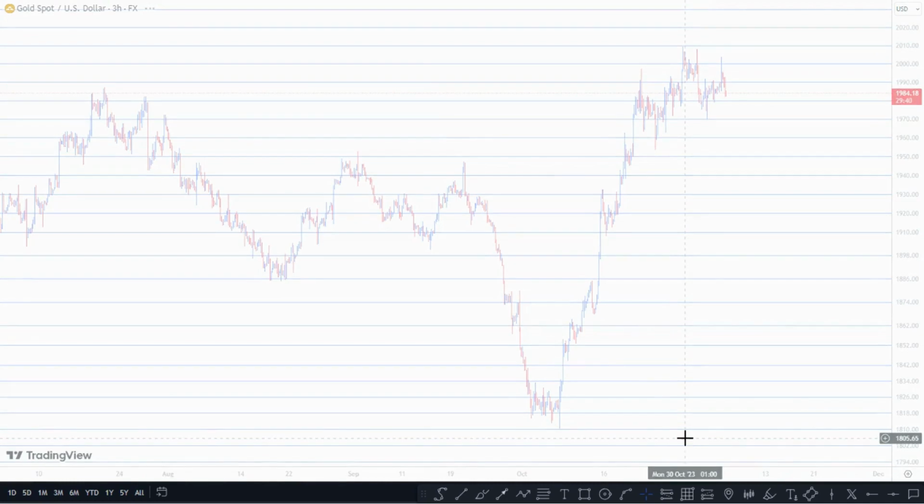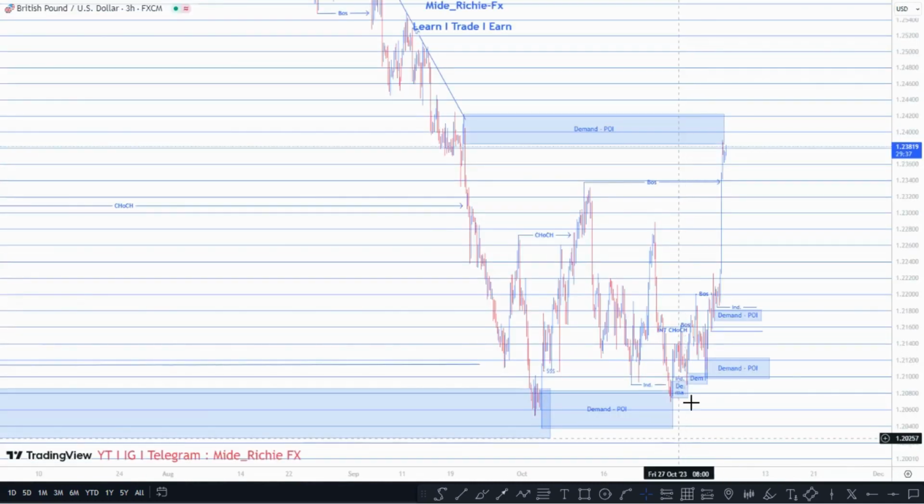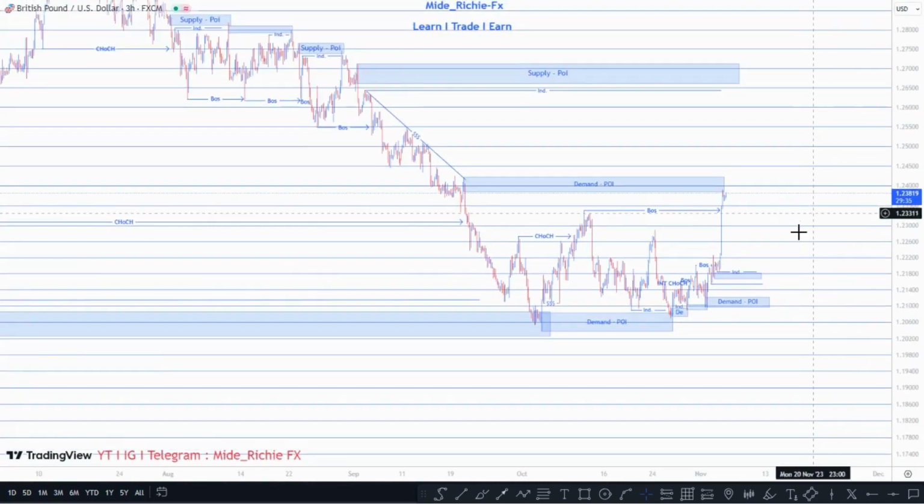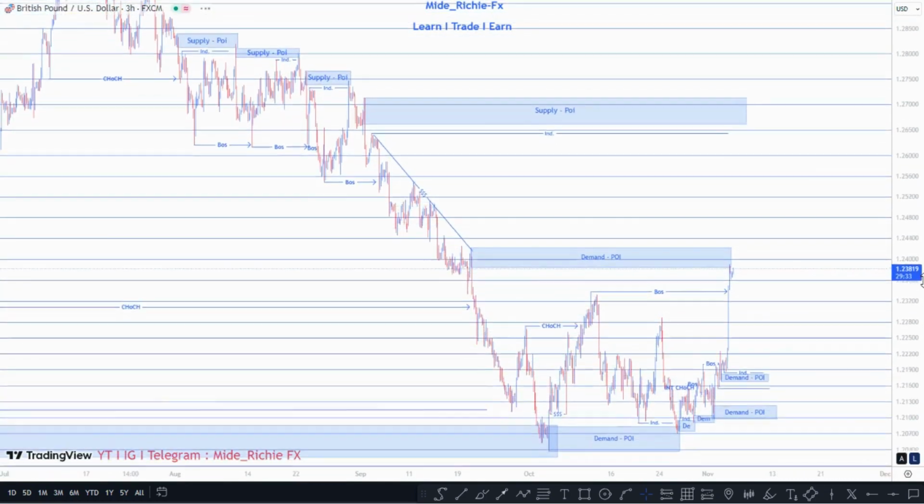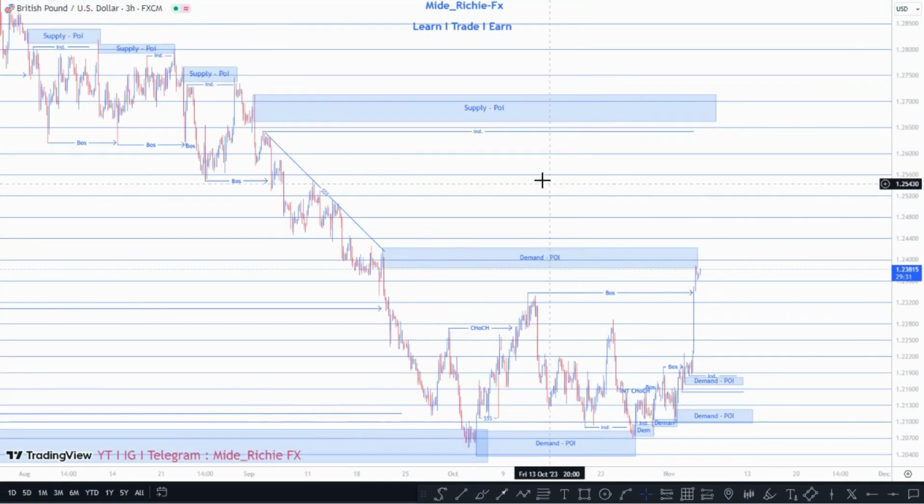So let's get to the next one. I don't really have anything much on gold because I am not really seeing anything that looks promising on gold.